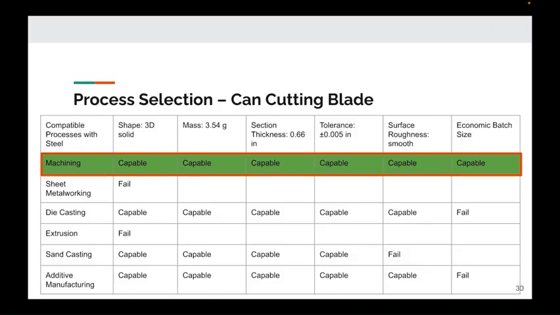Let's go over the process selection for this new part that combines the can cutting blade, a pin clip, and a spacer. This new can cutting blade needs to be made out of steel, has an interesting 3D solid shape, and needs a pretty good tolerance. We looked over a few different processes that could fulfill these criteria, and we finally settled on machining because it gave us all of our requirements. The tolerance can be achieved by a standard 3-axis mill, and it gives us the pretty smooth surface needed for a blade.